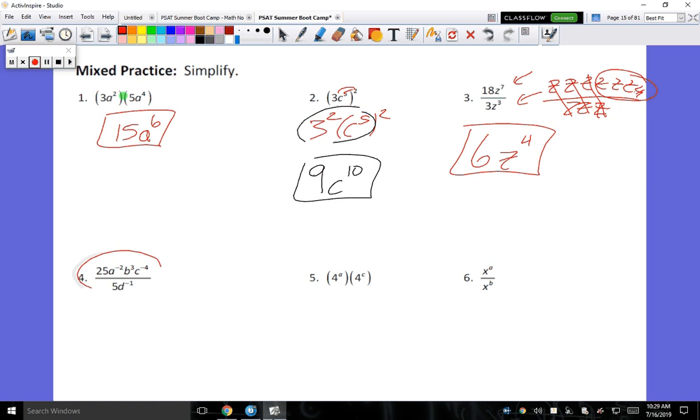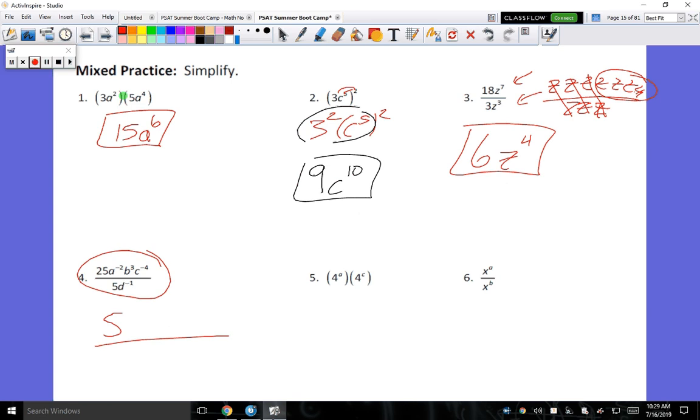Alright, looking at number 4. From what we learned yesterday, what would be the first thing that I would try to do, manipulate, rewrite, or what? Simplify the coefficients you can, but also rewrite negative powers. Okay? So let's look at 25 over 5. What does that reduce to? 5. Okay? That is up top in the numerator.